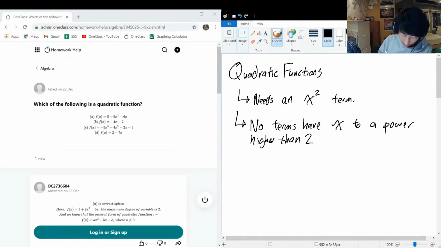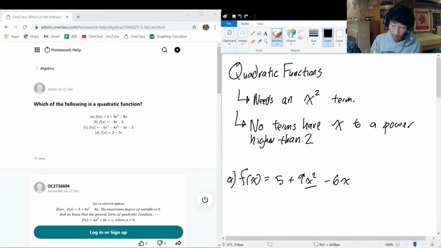So the first one, this is option A, we have f of x is equal to 5 plus 9x squared minus 6x. Does this pass the test? Does it have an x squared term? It sure does right here. And none of the terms have x to a power higher than 2, so this is quadratic.